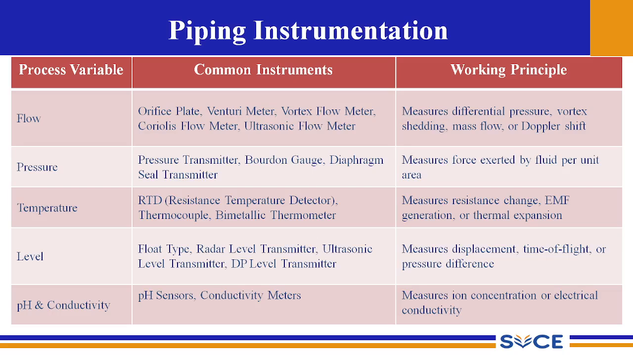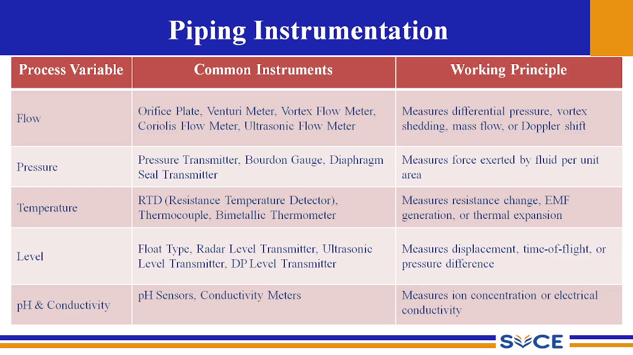Next is your pressure. The common instruments that will be used for measuring the pressure are the pressure transmitters, then Bourdon tube pressure gauge, then diaphragm seal transmitter. The working principle of all these instruments will be to measure the force that is exerted by the fluid per unit area. So by measuring the force, we can calculate or we can get the value of the pressure by measuring the force exerted by the fluid per unit area.